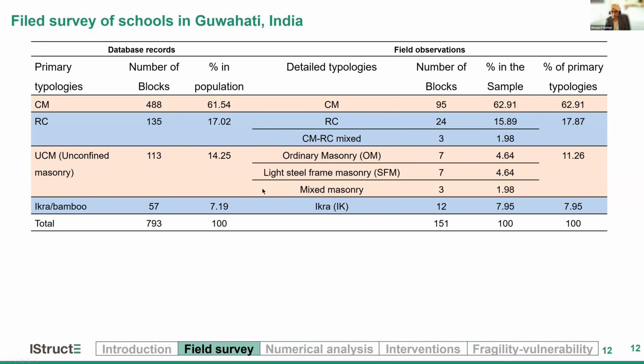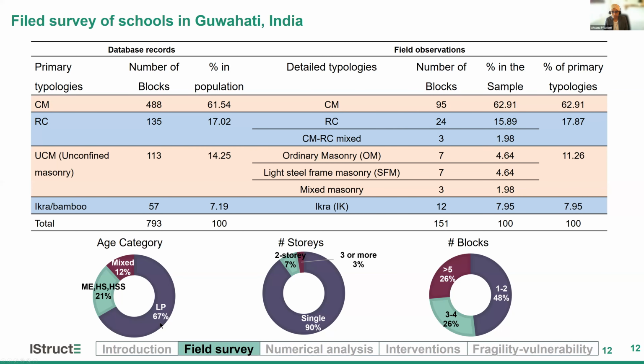However, we could observe additional detailing of typologies. For example, within the unconfined masonry, we saw ordinary masonry or light steel frame masonry and so on. Most of the buildings we visited, at least 67%, were lower primary schools, which is the lowest age group of students, and the others were higher age groups and mixed categories. At least 90% of them were single-story buildings, and most of the school compounds, at least 50%, had 1 to 2 buildings in them.